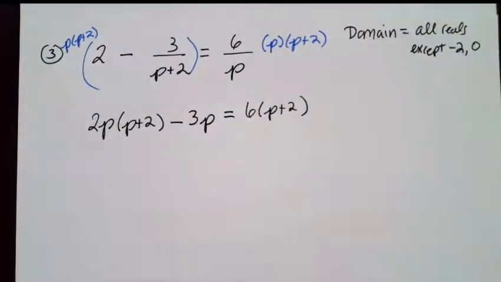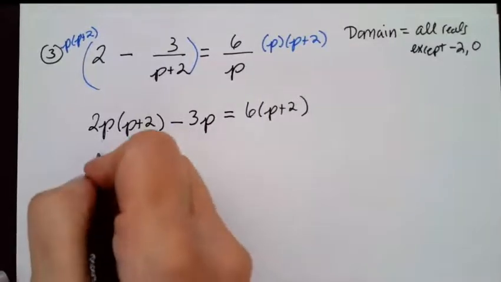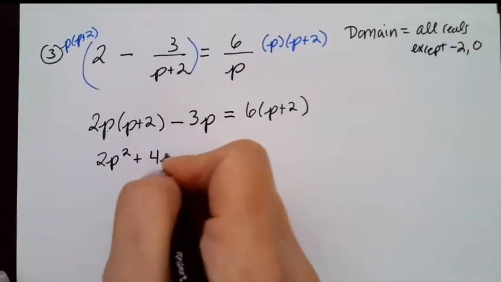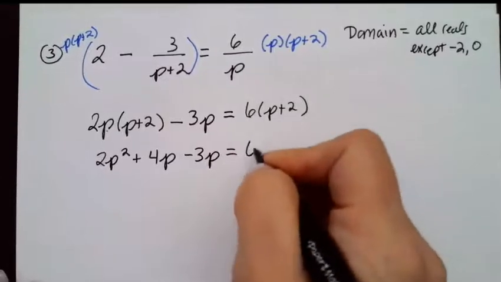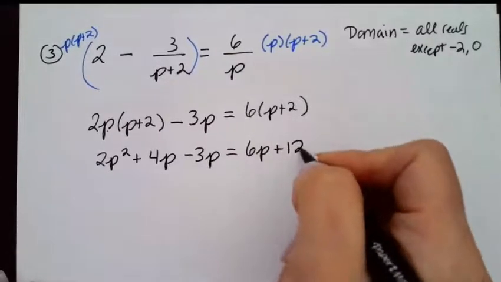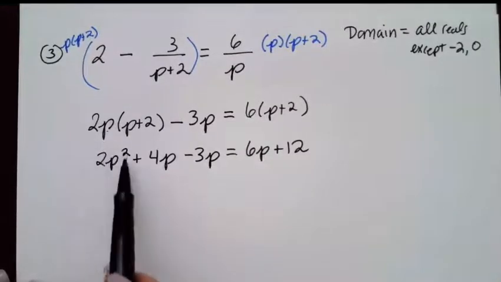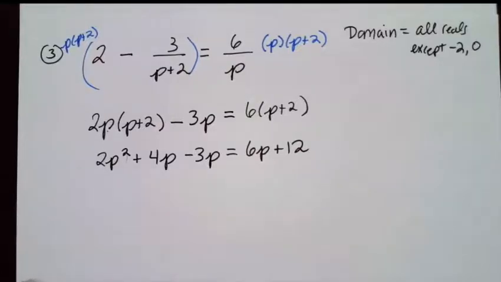Right, so now we can clean this up, see what kind of equation we have. If it's a polynomial equation or a linear equation with 1 degree, 2p times p is 2p squared. 2p times 2 is 4p, and then minus 3p. Equals, distributing the 6, 6p plus 12. So once I see a term with a degree of 2 or higher, then my strategy is to get all of the terms on the same side and try and factor.